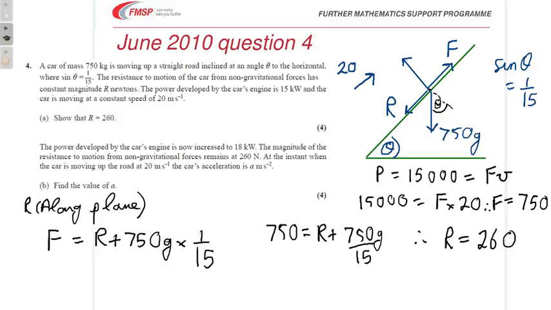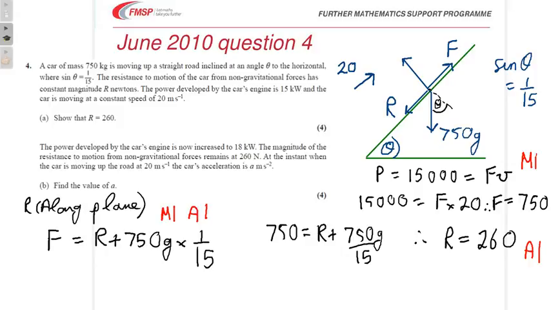4 marks for that part of the question. Might as well deal with where the marks were allocated there. There was an M1 for using P equals FV, an M1 for resolving along the plane and putting acceleration equals 0, and 2 accuracy marks: one for the answer obviously, and one for resolving correctly. That's 4 marks for the first part.